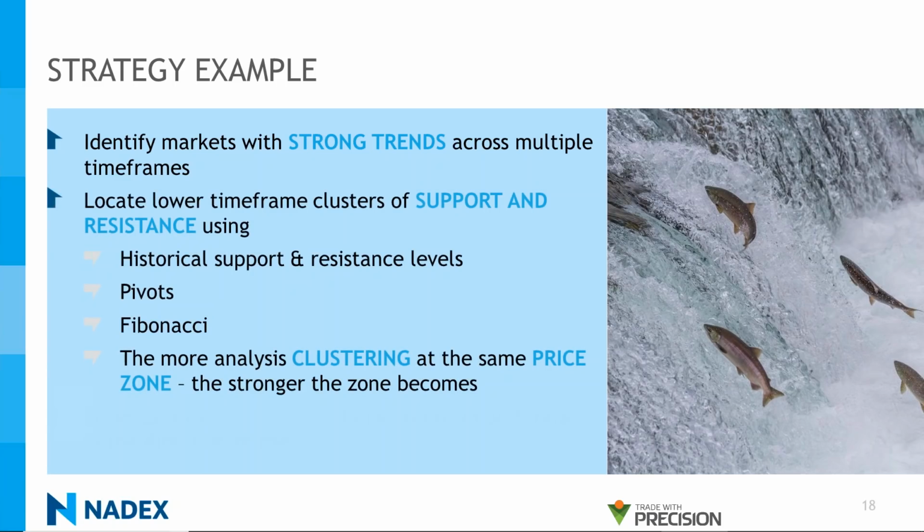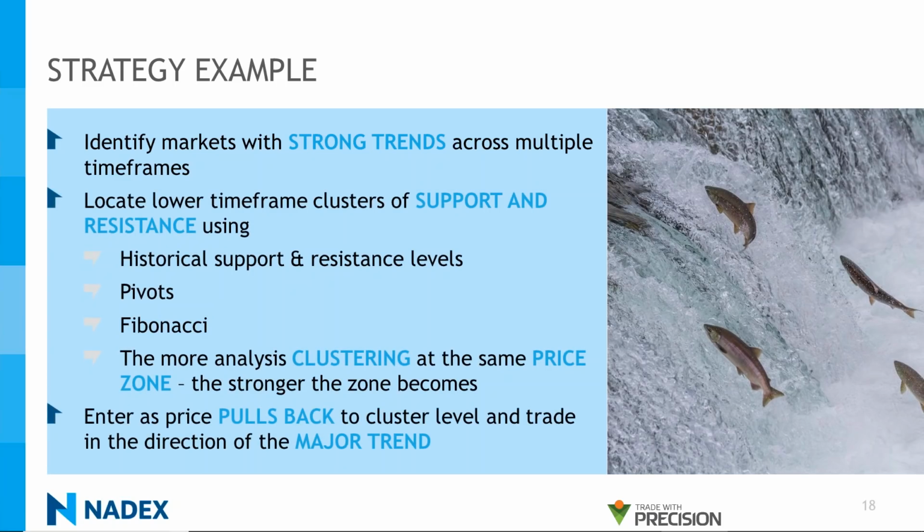Okay, so you're going to find strong trending charts across multiple time frames to ensure there is good price momentum and price predictability in the market that you're interested in trading. Then move down to the lower time frame clusters of support and resistance levels to find that historical price action combined with any pivot points, fib levels that you can find. And as I've already stated, the more clustering you can find within the same price zone, the stronger that zone becomes.